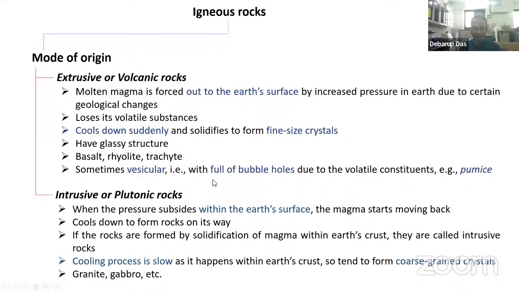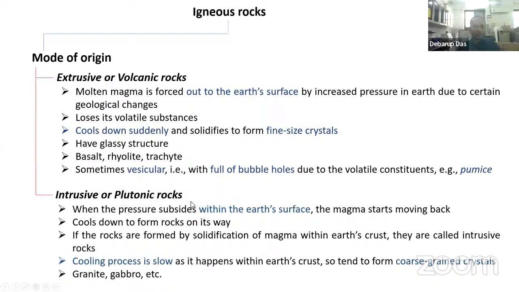Sometimes they are vesicular, that is full of bubble holes due to volatile constituents. That means the magma has come out, and while it was solidifying, some volatile substances escaped. And their escape path actually has formed some pores inside the rocks. An example of such a rock is pumice. Please remember this: porous rock or vesicular, full of bubble holes, is pumice.